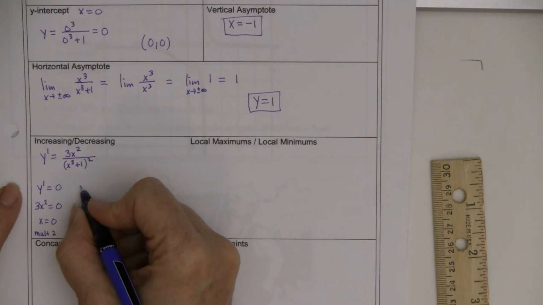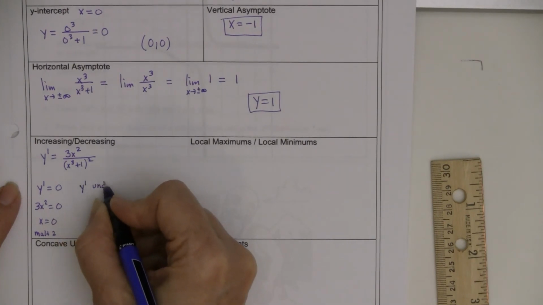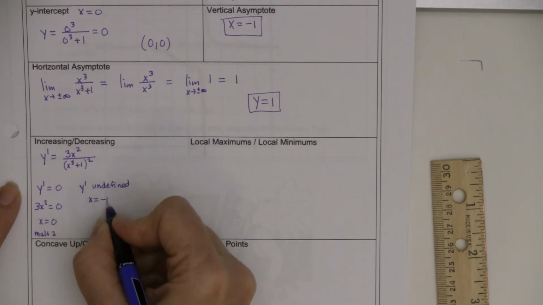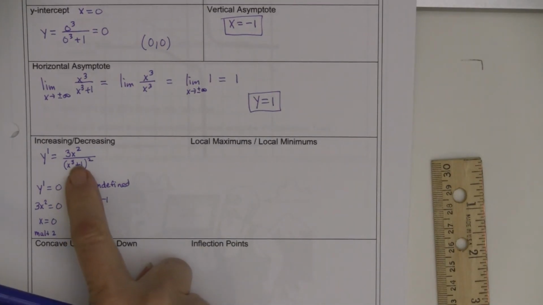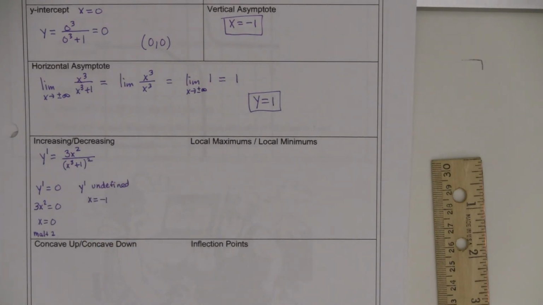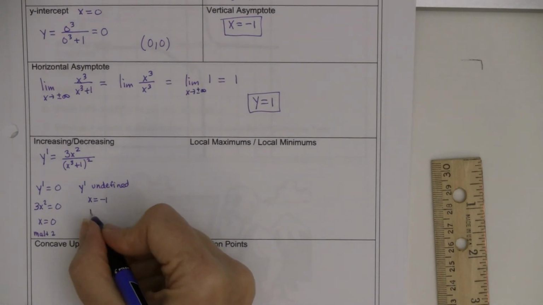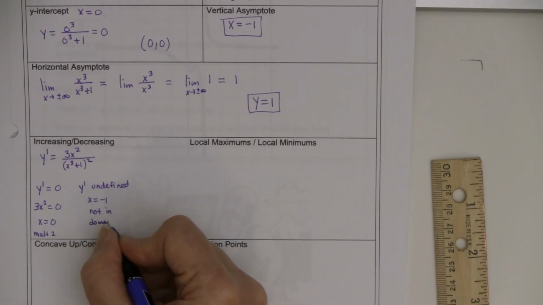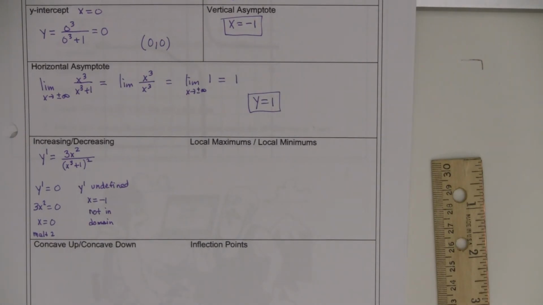And then I want to know where it's undefined. The first derivative is undefined at x equals negative 1, which, looking at the denominator, remember, x to the third plus 1, raised to the second, when I solve that, take the square root of both sides, you get x to the third plus 1 equals 0, and x is equal to negative 1. And that's not in the domain. And in fact, we already know that x equals negative 1 is a vertical asymptote, right? So I like to make a note to myself on that.